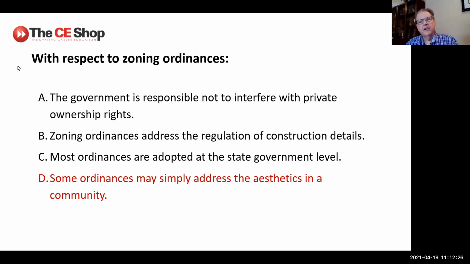So in zoning ordinances, the zoning can even get so busybody, if you will, that they can tell you the look and feel of buildings to make them conform throughout the community. Conformity is an appraisal principle that says that if you conform, then you enhance property values in a community.